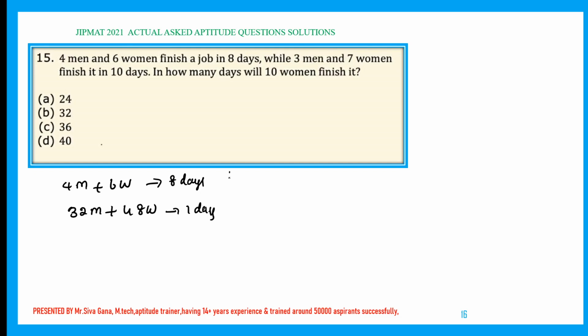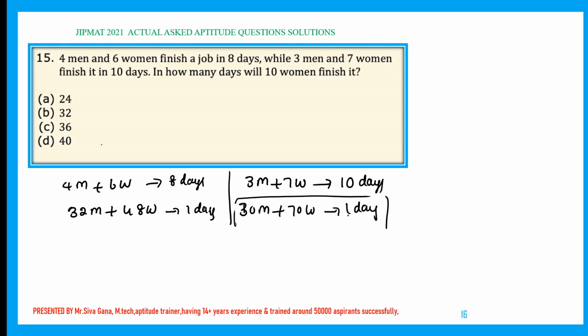Now one more piece of information: 3 men and 7 women can do the piece of work in 10 days. So 3 into 10, 30 men plus 70 women, 7 into 10, can finish the work in 1 day. Now this is the 1 day work.